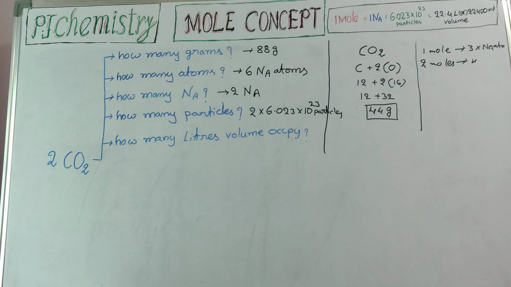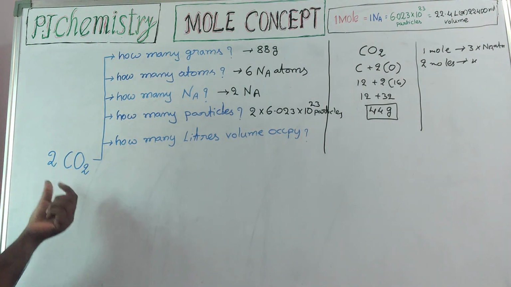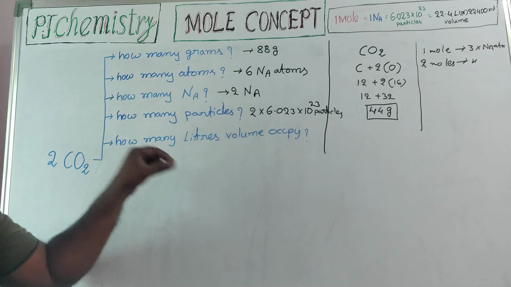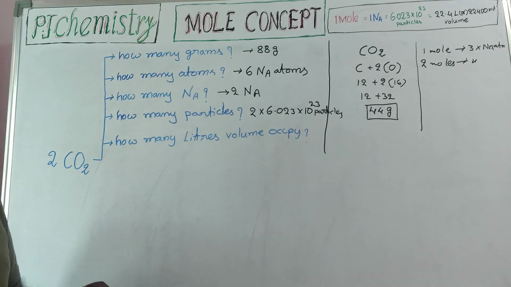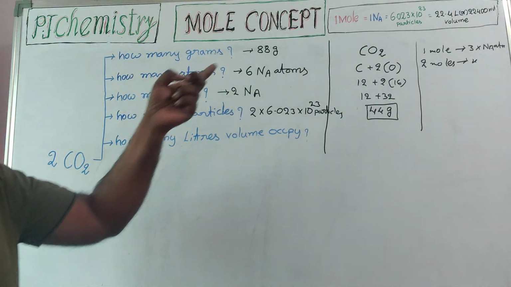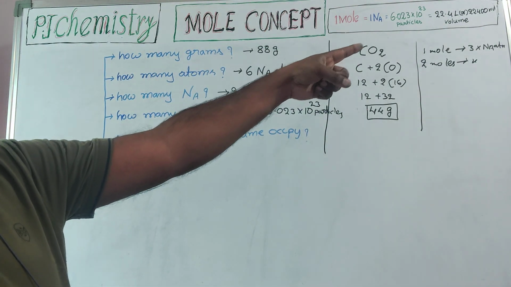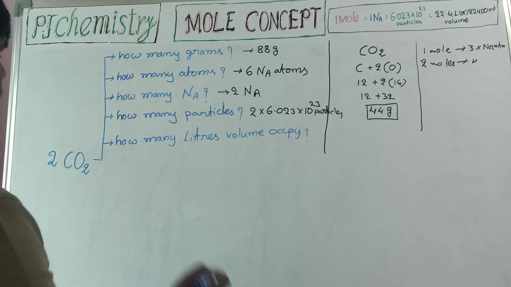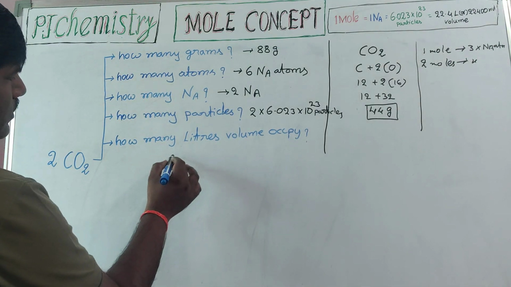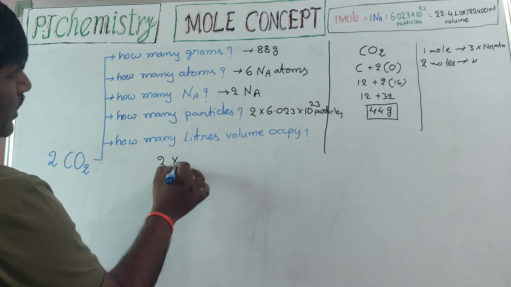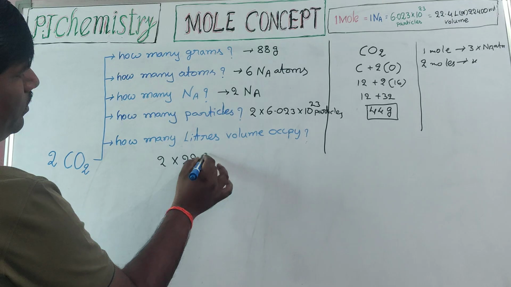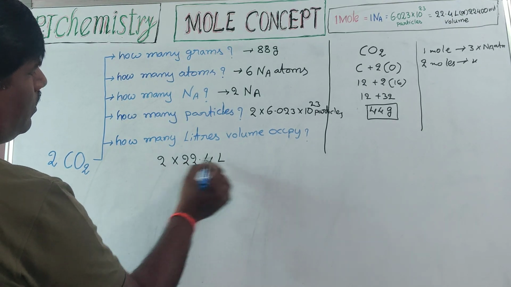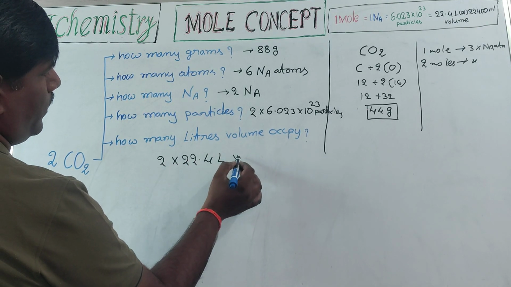Next, 2 moles of carbon dioxide occupies how many liters of volume? We already know 1 mole of any gas occupies 22.4 liters, so 2 moles means 2 into 22.4 liters volume.